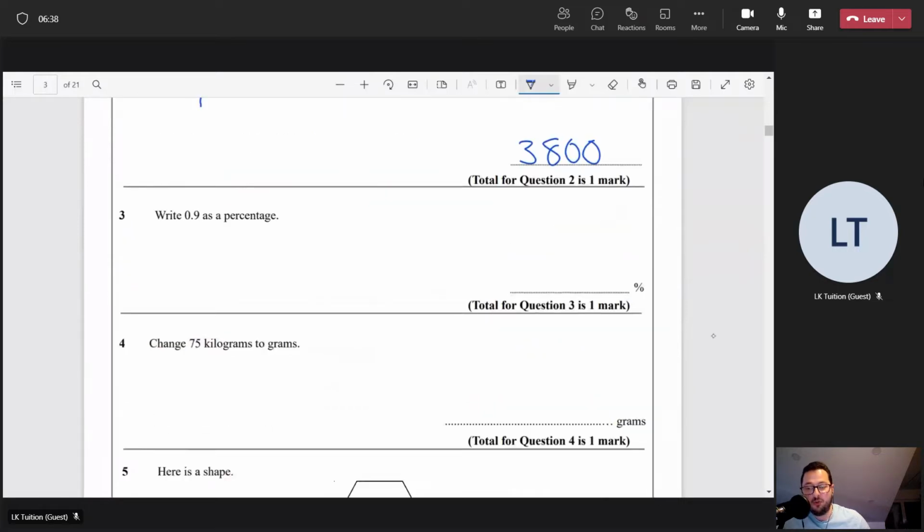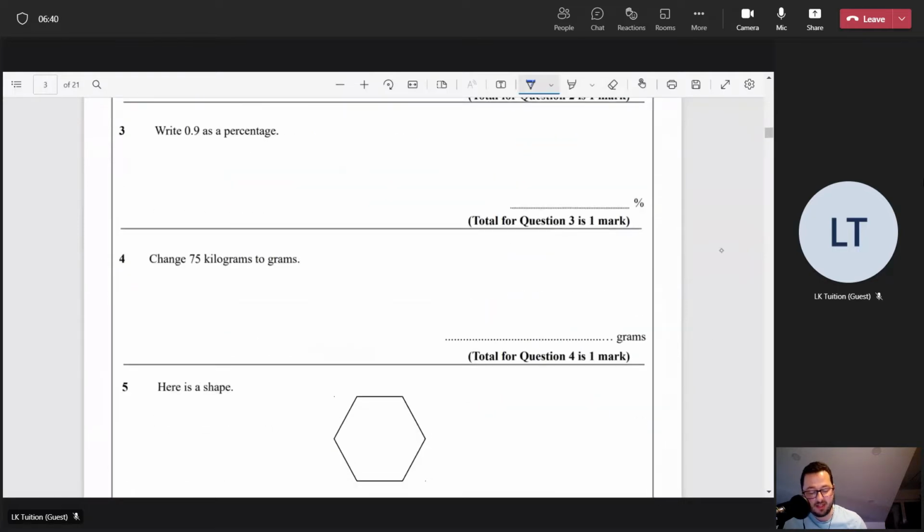Number 3, write 0.9 as a percentage. Well, that is just 90%. And 4 says change 75 kilograms into grams. Well, 1 kilogram is 1,000 grams. So 75 kilograms is going to be 75,000 grams.